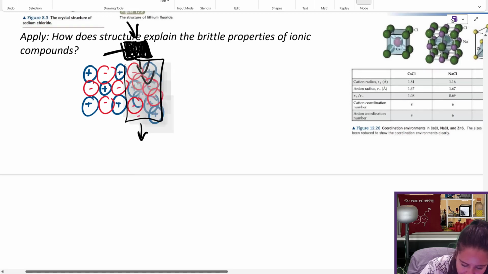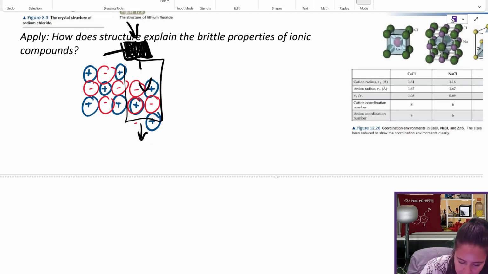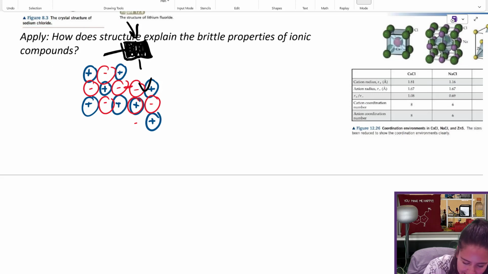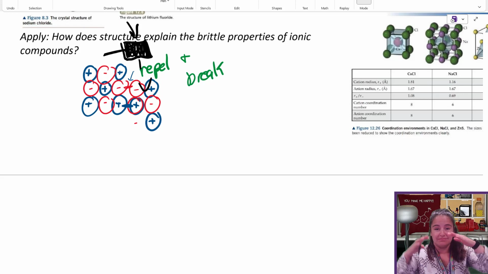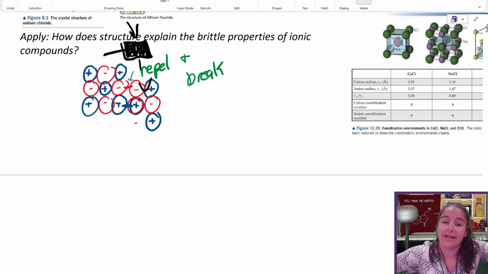If that chunk were to move downwards, hopefully you can see we have negative by negative and positive by positive. So those repel each other and break. It's brittle. You've got the two ions next to each other, attracted to the same ion. You strike it with a hammer to get it like this, and all of a sudden it's negative charges next to negative charges, and it repels. And that's why salts and all ionic compounds are brittle.